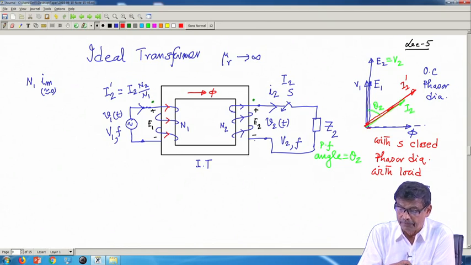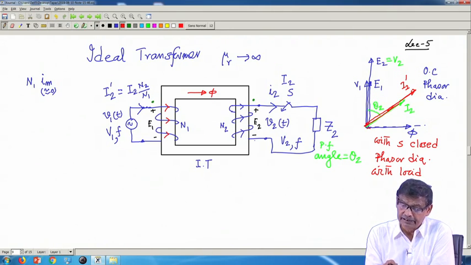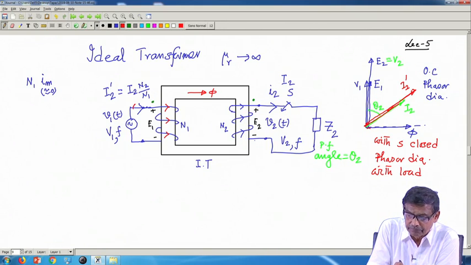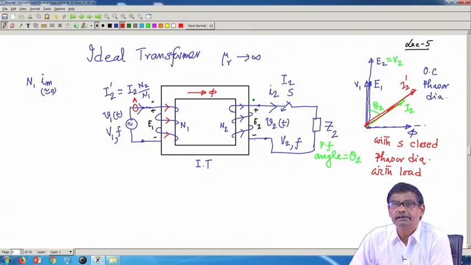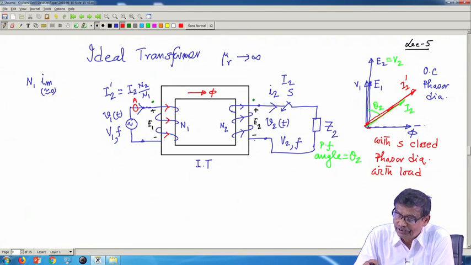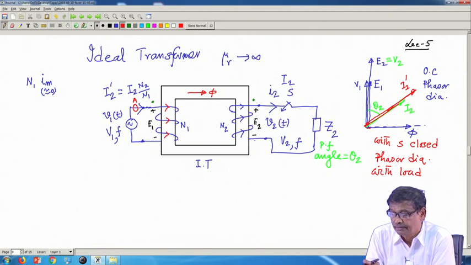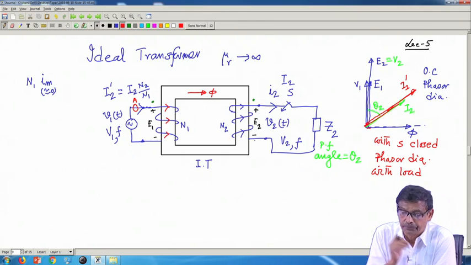Now, after we have learned this, I will tell you one very interesting thing. In this ideal transformer, when S is opened, what will be the ammeter reading? Suppose somebody has connected an ammeter. With S open, what will be the ammeter reading? 0, because in an ideal transformer, no magnetizing current is necessary. When you close this switch, what will be the ammeter reading? It will be I2 dashed, which is decided by the secondary current I2.